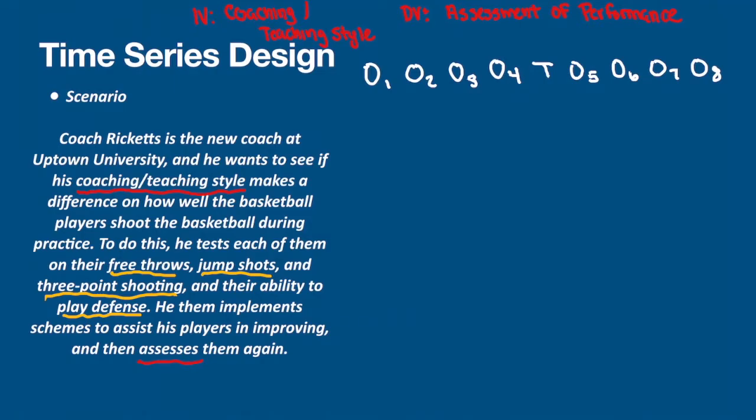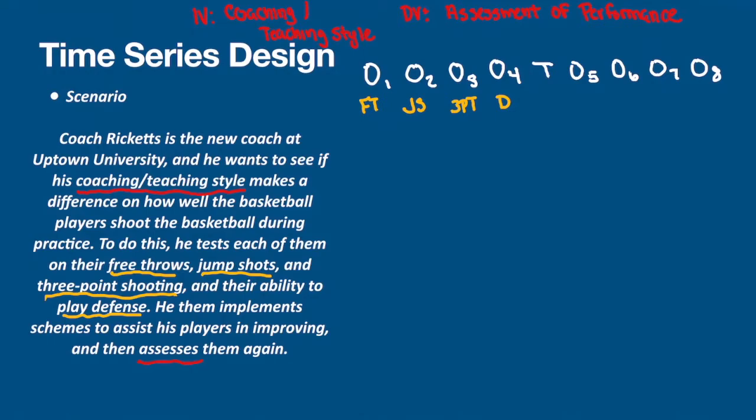Great. So now let's see if we can identify what each of these letters mean for our experimental notation. Keep in mind that the coach wants to assess free throws. He's going to watch how well his athletes shoot free throws, and we'll abbreviate that as FT. We're going to watch to see how well the athletes perform their jump shots. That'll be our second observation. We'll look to see how well they shoot their three pointers, and we'll look at how well they play defense.